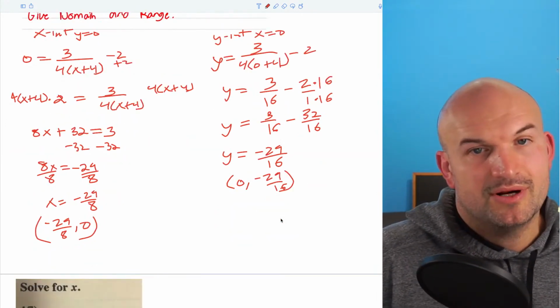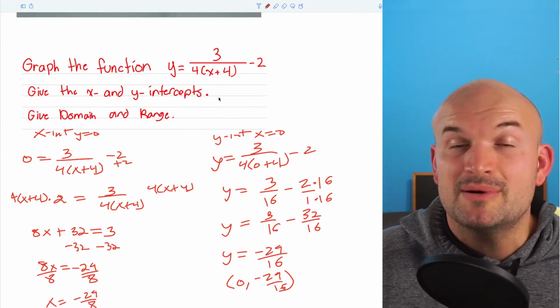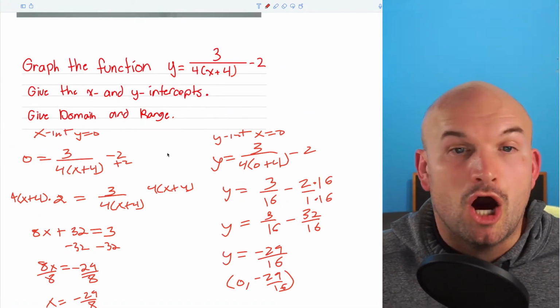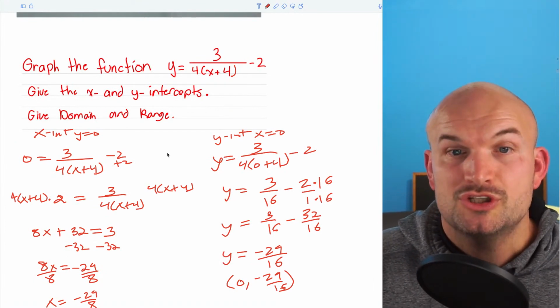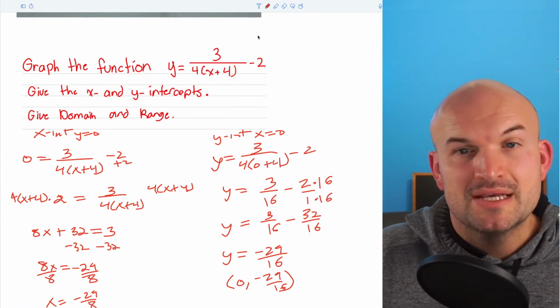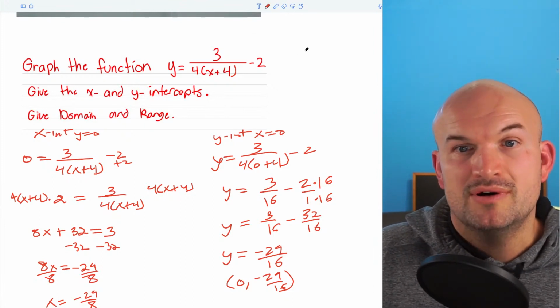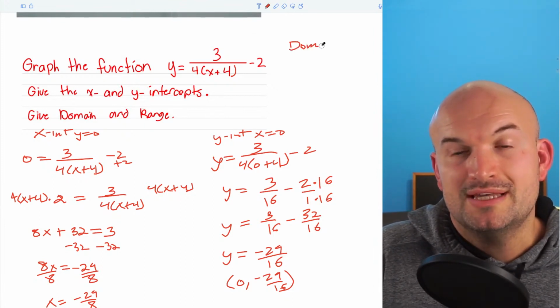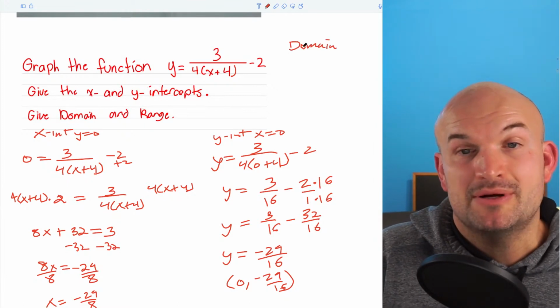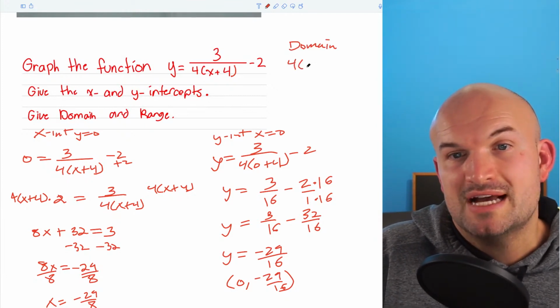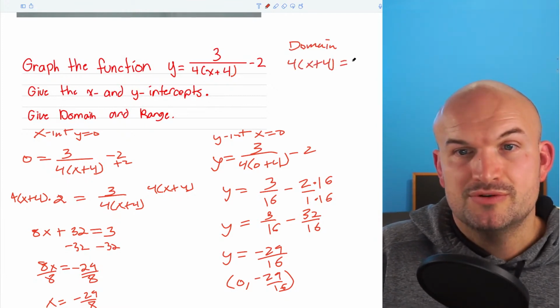All right, now I am running out of little space as far as graphing and whatever else. So let's go and talk about the domain. So remember, the domain is going to be all the values except those that make the denominator equal to 0. Okay, so basically what we want to do is set the denominator equal to 0 and solve. So if I want to find the domain, the only thing I know I cannot have in this domain is my denominator equals 0. So I'm going to say 4 times x plus 4 equal to 0.